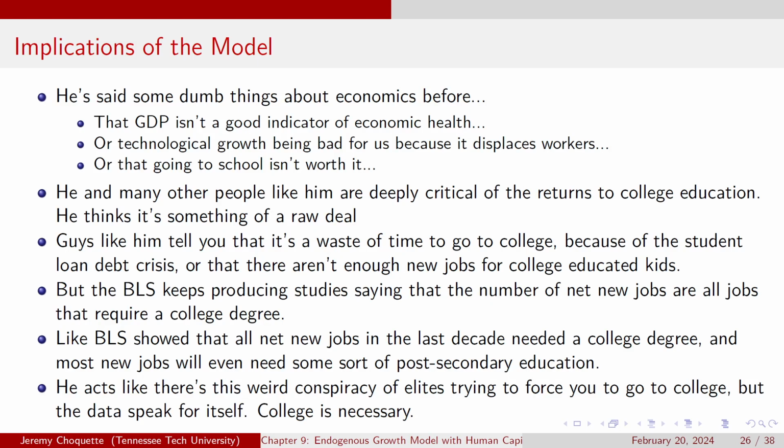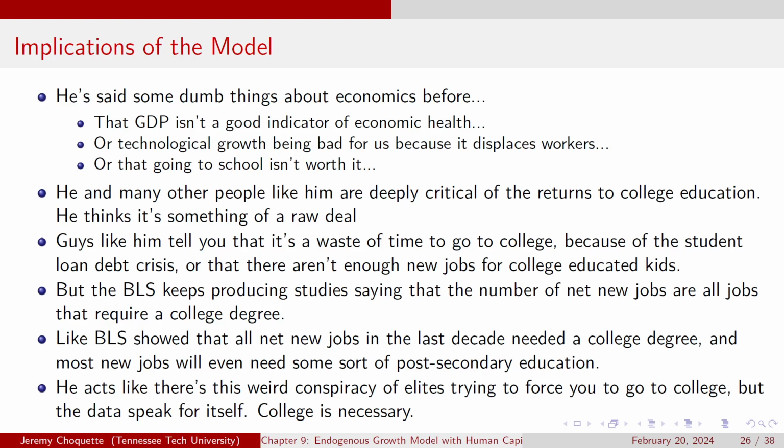And he said some really stupid things about economics before. I mean, he said that GDP isn't a good indicator of economic health, which, what? It's not the only indicator of economic health, but it's a pretty damn good one. He said things like technological growth is bad because it displaces workers. Again, what? Yes, it does displace workers, and that does suck. But there are measurements that exist to tell us whether the technological growth is worth it or not. He's even gone as far as to say that going to school isn't worth it, which totally flabbergasted me when I heard that.